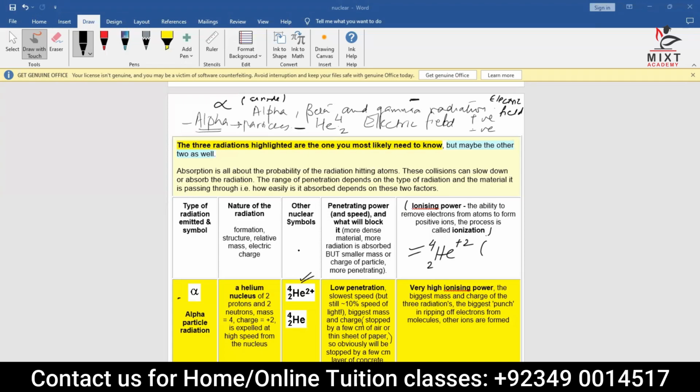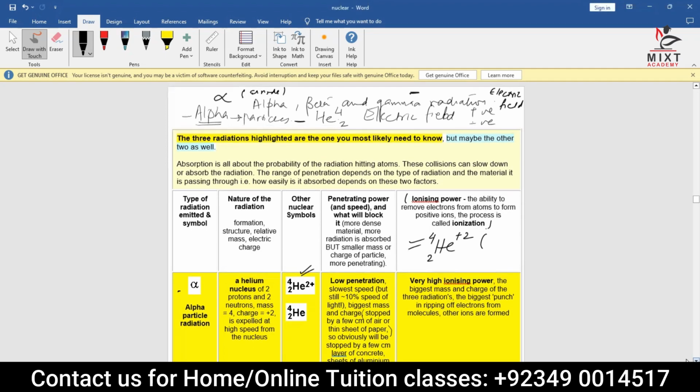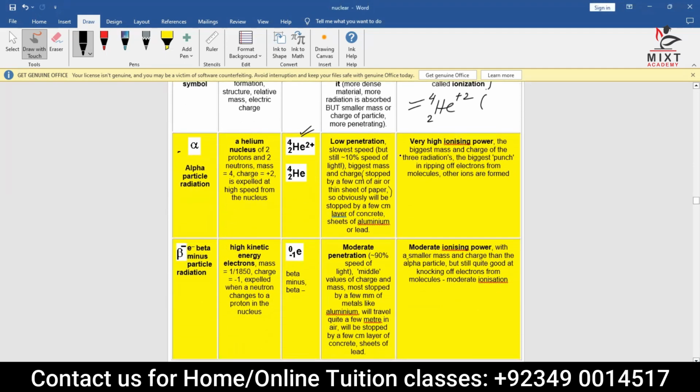Okay, once you understand alpha particles, now put a heading: beta radiations. Now, what are beta radiations or beta particles? This is the sign of beta, like this. This is beta. So the first point is: beta particles or radiations are represented by this sign. Next point: they are fast moving electrons.